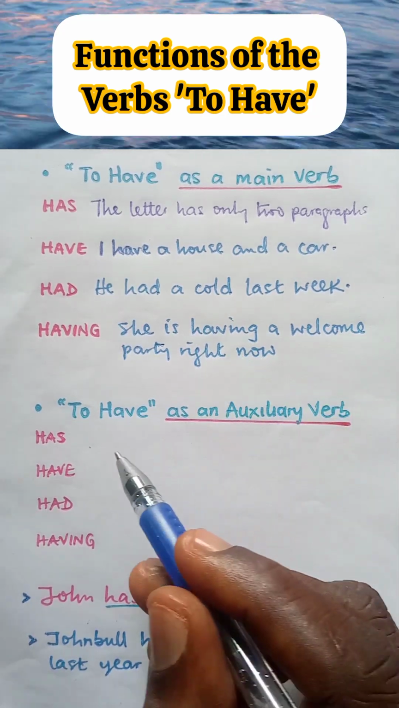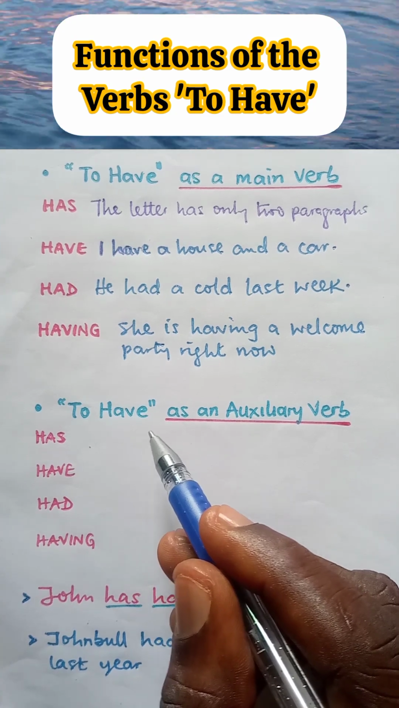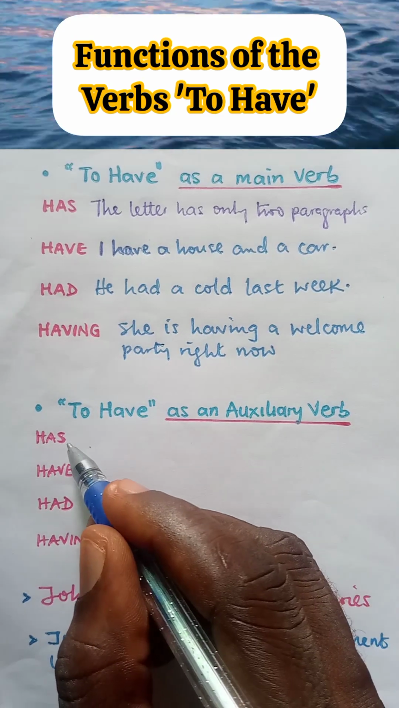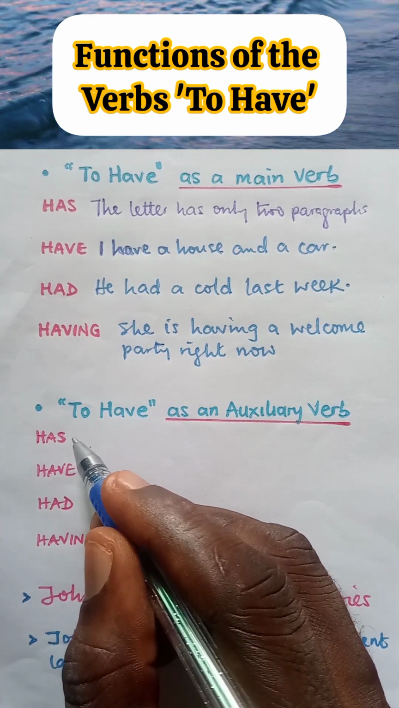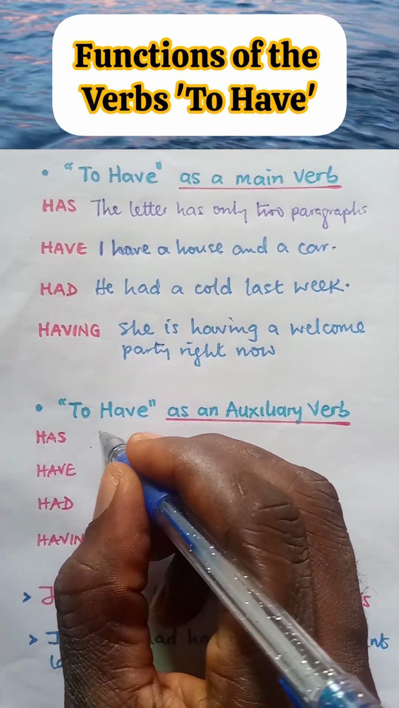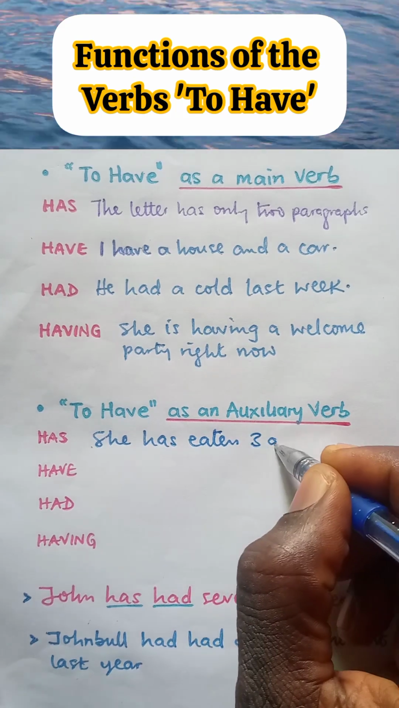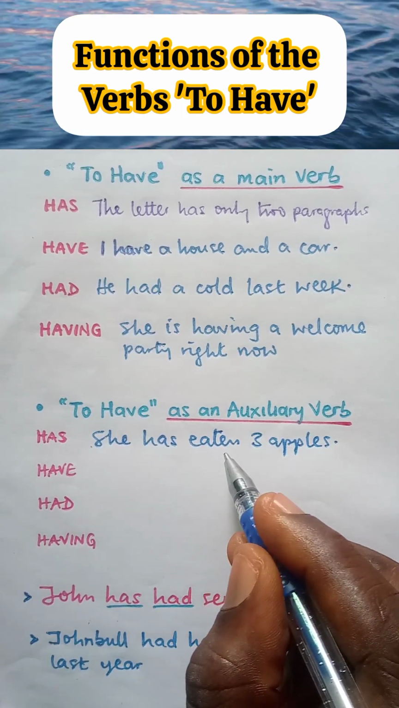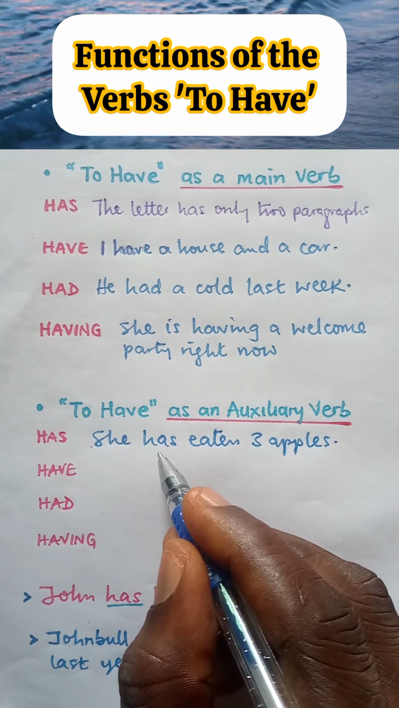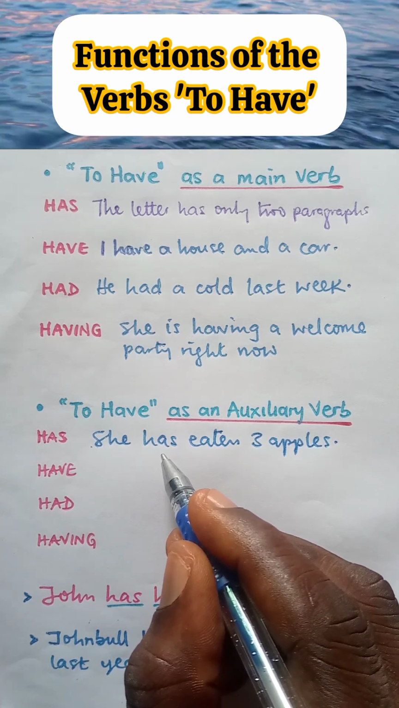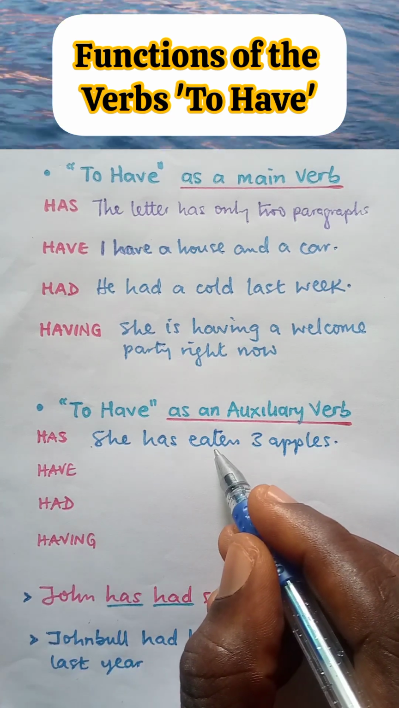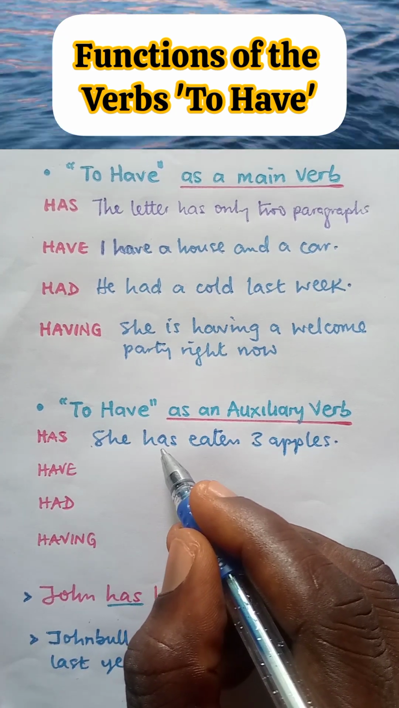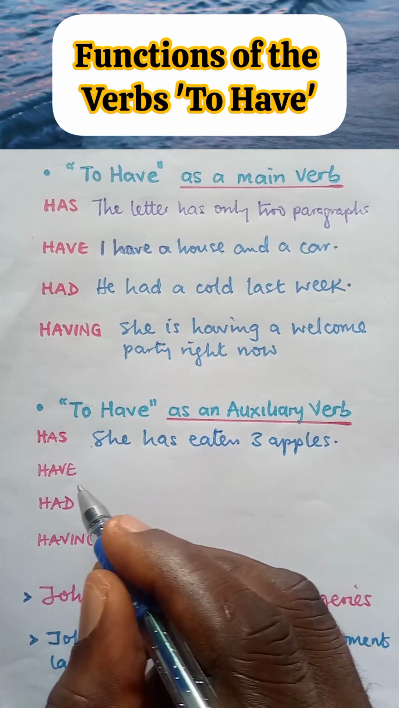Now let's look at the verbs to have, each of them as an auxiliary verb. Number 1, has as an auxiliary verb. She has eaten 3 apples. In this sentence, the main verb is eaten. Has is functioning as an auxiliary verb, helping the main verb to form its present perfect tense. So has is an auxiliary verb here.